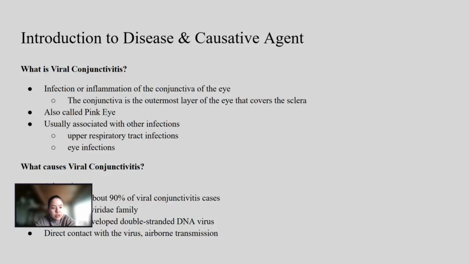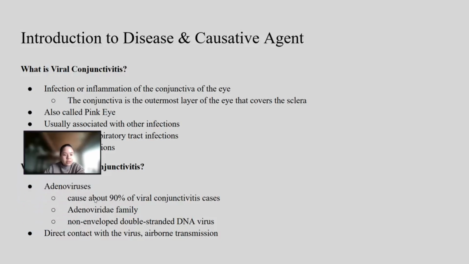Pink eye is usually associated with other infections. So let's say someone has an upper respiratory tract infection or an eye infection, it is more likely that you will be getting pink eye or viral conjunctivitis if you are near the person.